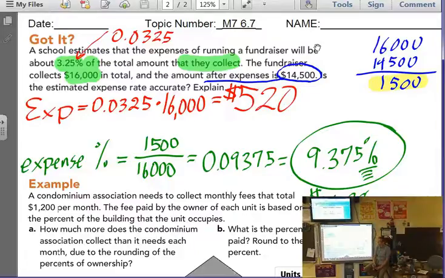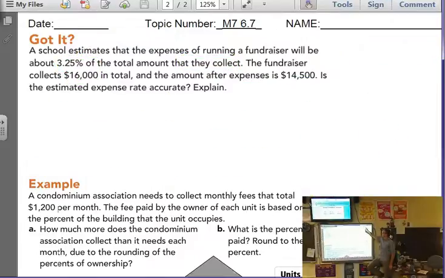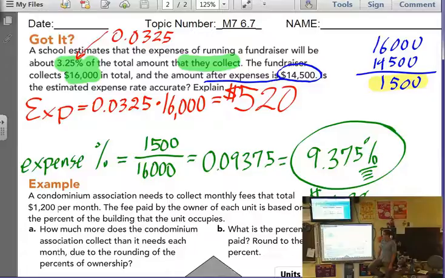Any questions on that problem? Sorry, go ahead, Abby. That's every $100. So if they made $100, they paid a little over $9 in expenses. They made another $100, they paid another $9 in expenses. But they didn't actually pay expenses every $100. I just want you to understand why we use percent. It's for every 100.